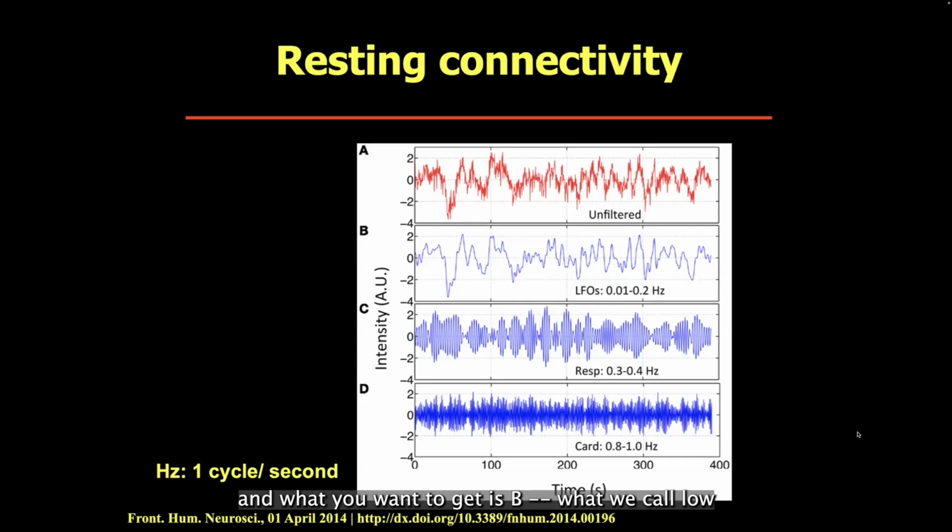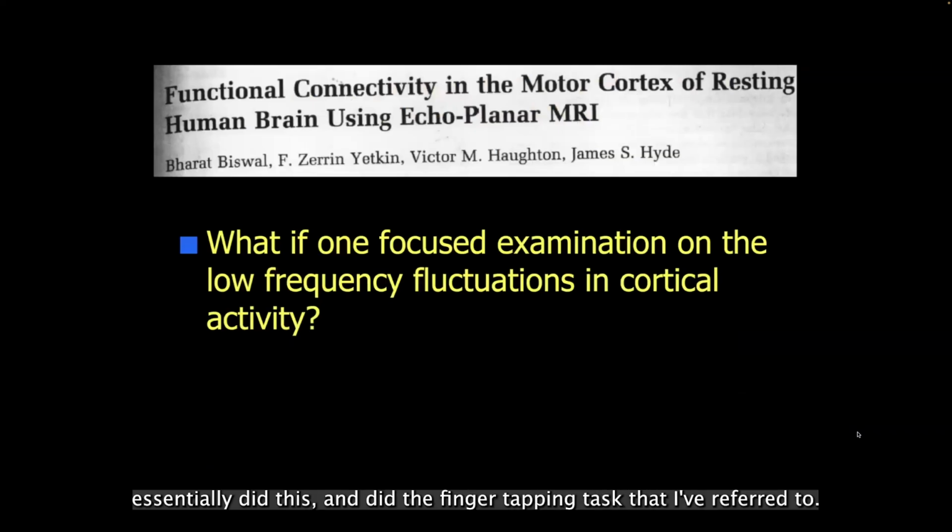And what you want to get is what we call low frequency oscillations, meaning they're slower than respiration and cardiac, which are very much higher frequency. And if we can isolate these LFOs from this unfiltered BOLD data, this signal is much more closely related to neural firing. And we can plot these signals out and look at how parts of the brain are correlated with one another across the brain.